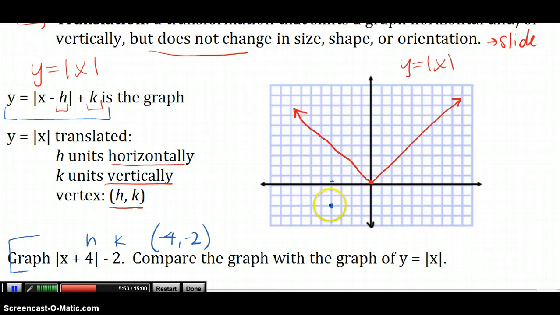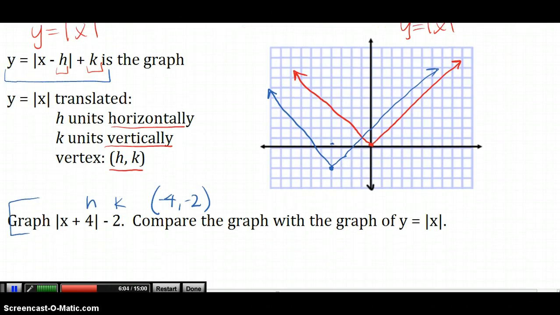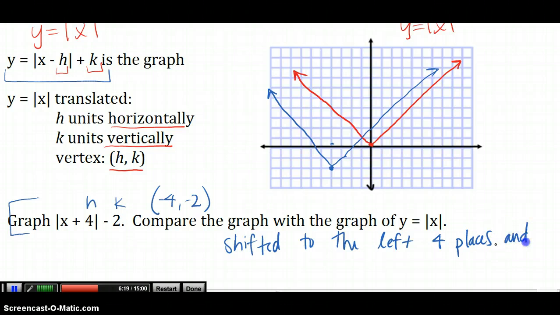And then I still have the slope of +1 on the right side and the slope of -1 on the left side. And to compare it, because now it says compare the graph with the original parent function, I would say that it shifted to the left 4 places and down 2. And that's how you compare.